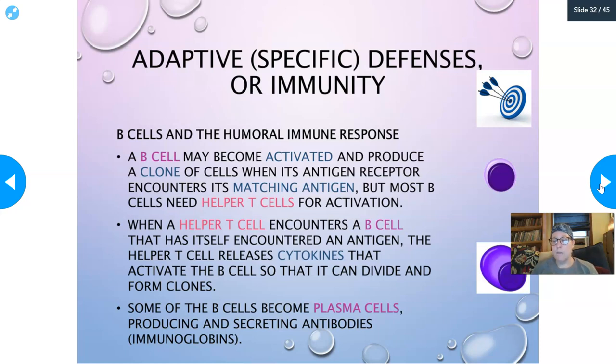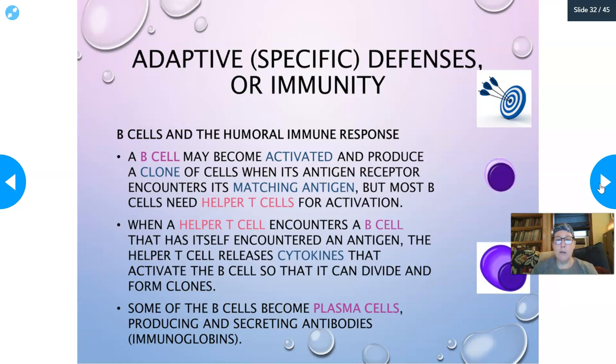And incidentally, the virus HIV destroys the helper T cell. And that is why it is so destructive to the immune system, because the helper T cell is needed in so many interactions for the immune system to work right and correctly.